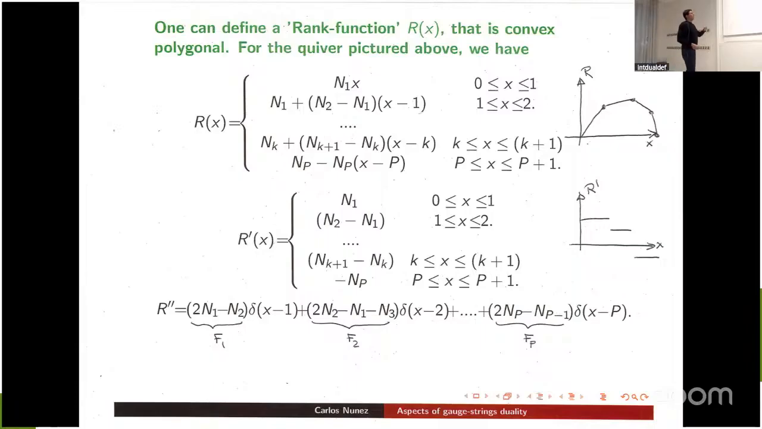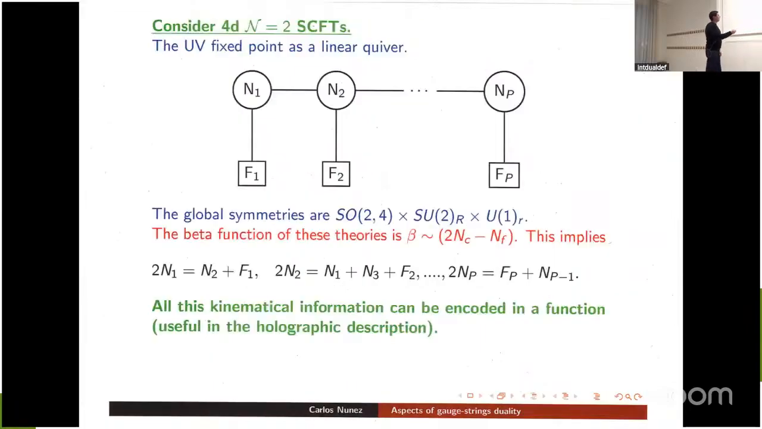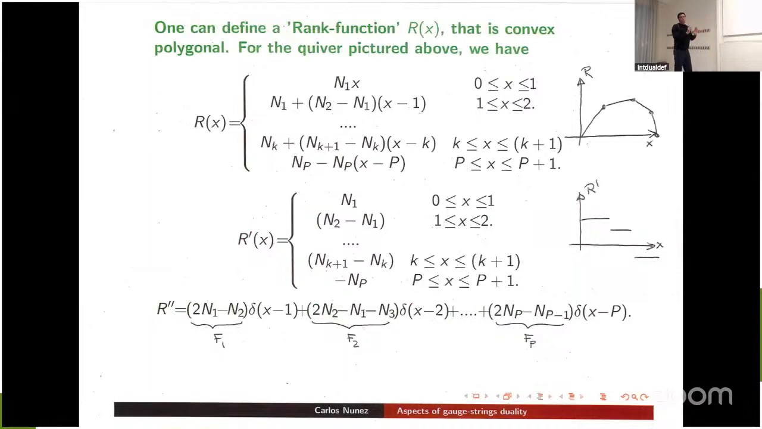If you take the derivative of this function, you can see that it's discontinuous, right? So it has discontinuities. And if you take the second derivative, it's 0 everywhere except in the places where there are discontinuities. And the coefficient of the delta functions that appear, because one is doing the derivative of a discontinuous function, are precisely this coefficient, that coefficient, etc. They are precisely, keep them in mind for a second, the number of flavors in each one of them. Okay? So this function here then knows all this kinematic, all this numerology of this type of quivers, right? So it knows the colors and the flavors, right?